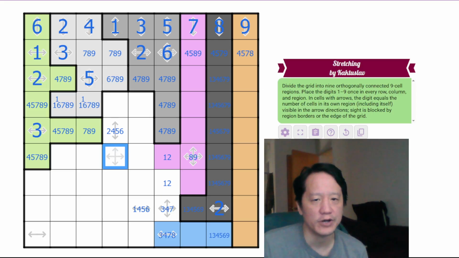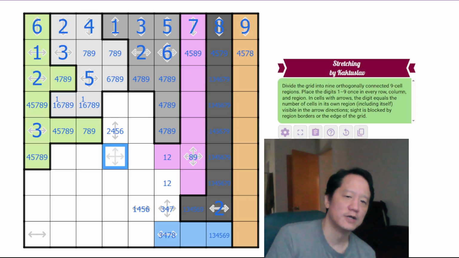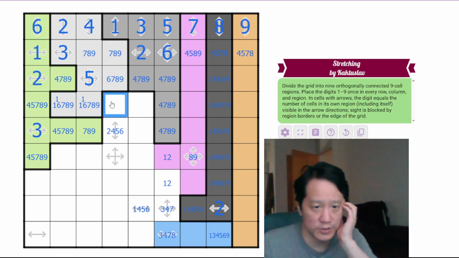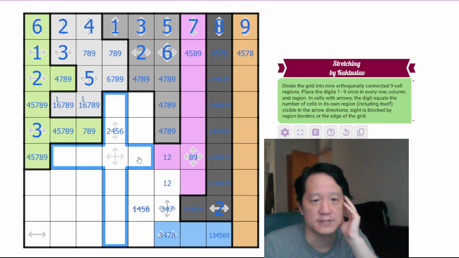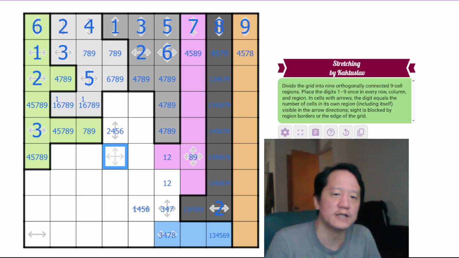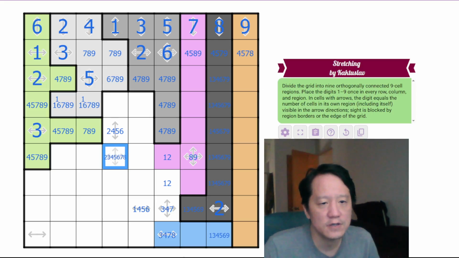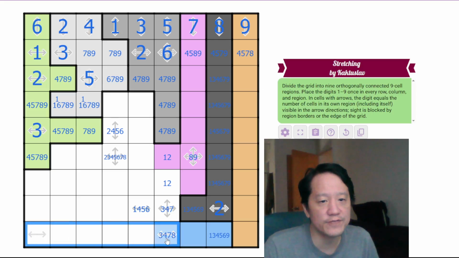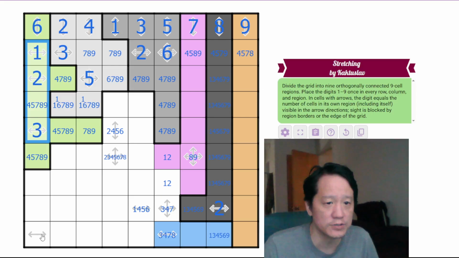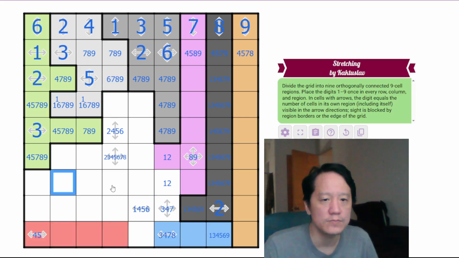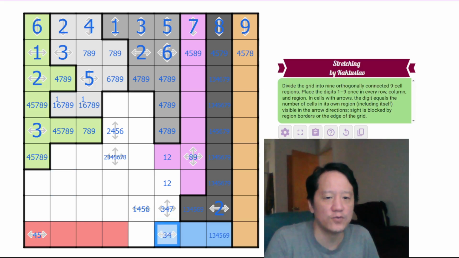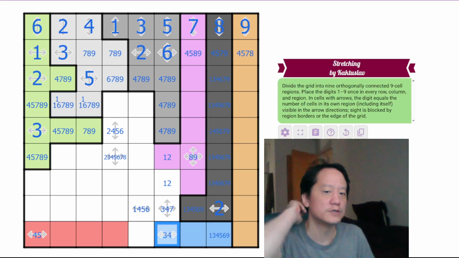This cannot be 1. It cannot be pink. 1, 2, 3, 4, 5, 6, 7, 8. It can't see 9. So this can't see 9. This is 2 through 8 here. This is 1 through 5. Cannot be 1, 2, or 3. So this is 4 or 5 here, which means this is all part of the same region. So this cannot be 7 or 8. It's 3 or 4. Interesting.